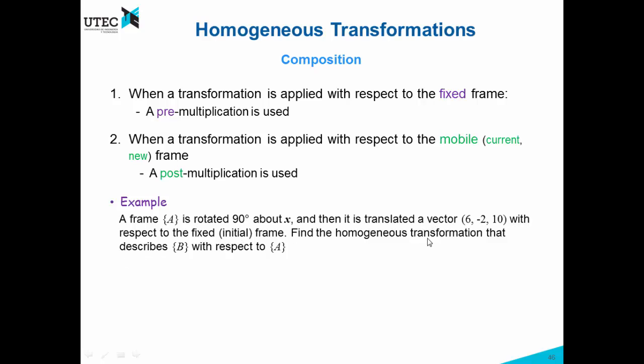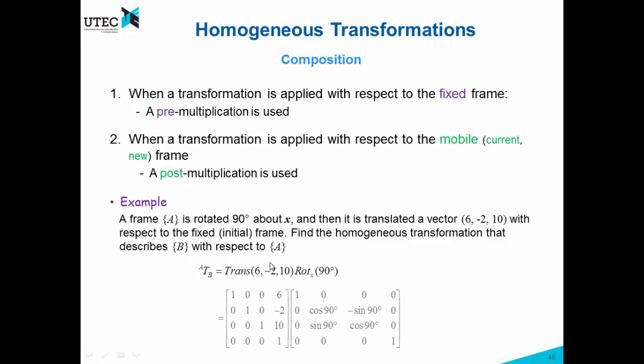We want to find the homogeneous transformation that describes B with respect to A. So first we rotate 90 about x, and then we translate. So we rotate first, and then we translate with respect to the fixed frame. When it's with respect to the fixed frame, it's a pre-multiplication. So first rotation, then we pre-multiply this with the translation. We just replace the numbers here, and we get this expression.